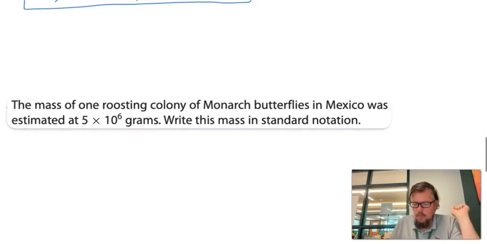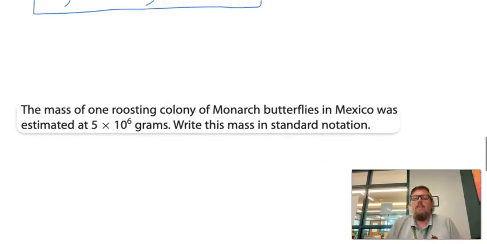The mass of one roosting colony of monarch butterflies. Oh, those are my favorite. I love monarch butterflies. One roosting colony of monarch butterflies in Mexico was estimated at 5 times 10 to the 6th grams. What is this mass in standard notation?